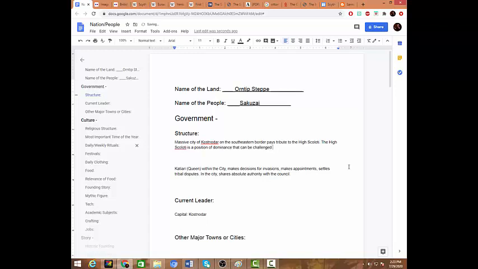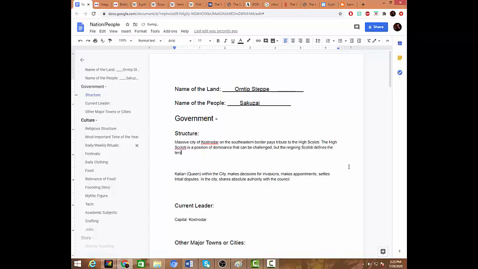The High Skolotai can be challenged. I think that it is essentially like you can issue a challenge and the Skolotai gets to choose. The reigning Skolotai defines the terms. So that could be like a one-on-one duel. Could be an issue having to do with intellect. It could be like a game of chess. It could be a contest of archery where neither of them die. Could be a pitched battle between two different tribes.